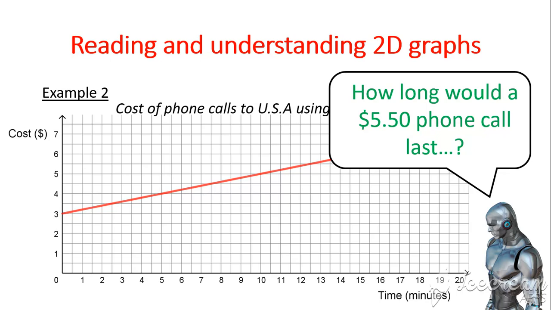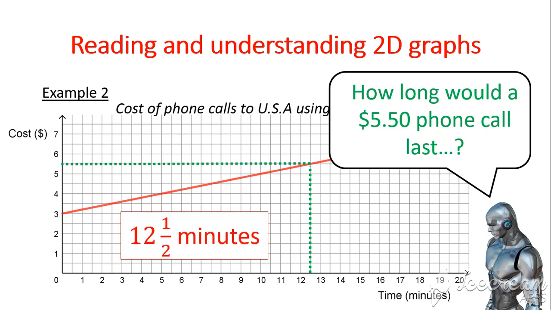Right, how long would a $5.50 phone call last? So this is money. So we'll go to the y-axis, the cost, and we'll draw a line at $5.50, which is halfway between 5 and 6. We'll whack into the graph, and then we'll take it back down to the time. And it's somewhere between 12 and 13. It looks pretty close to halfway, so we're going to say 12.5 minutes, halfway.